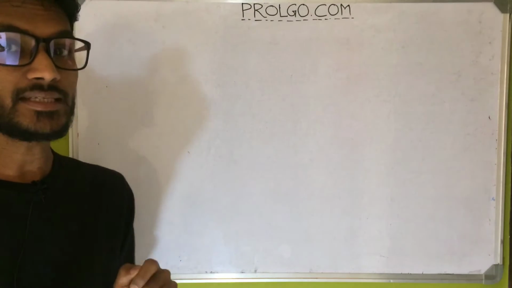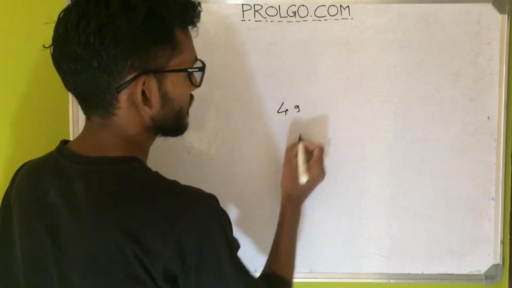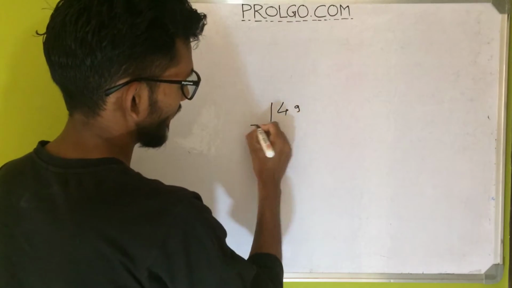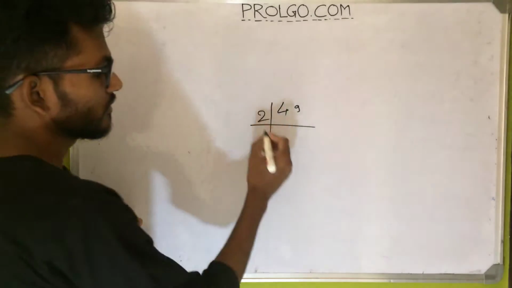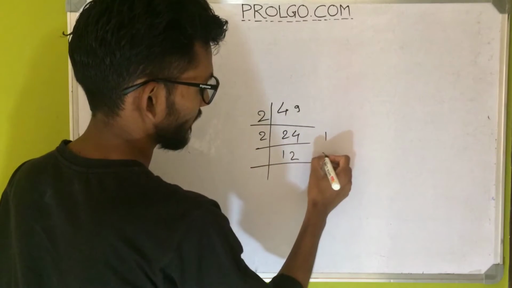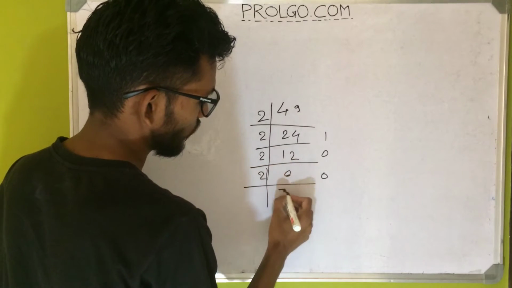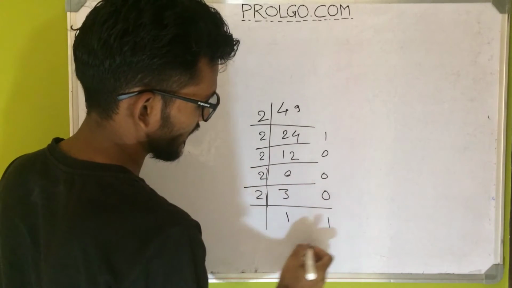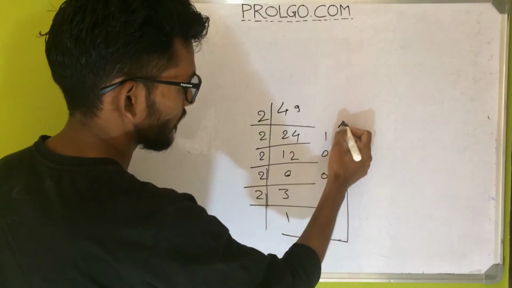First we have to know the basics behind that. So just say 49. To convert any decimal number into binary, we divide that number by the base. The base of binary is 2, so we will divide this number by 2. So this would be 24, the remainder is 1, again 12, the remainder is 0, again 2 into 6, 12, remainder is 0, then 2 into 3 is 6, remainder is 0, then 2 into 1 is 2, remainder is 1. So now we got 1, so you have to write this number in reverse order.